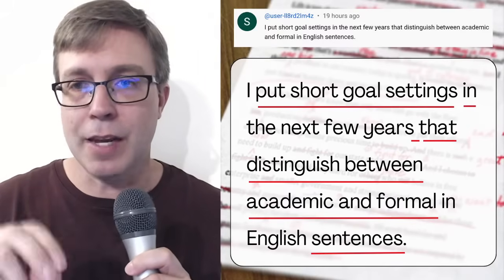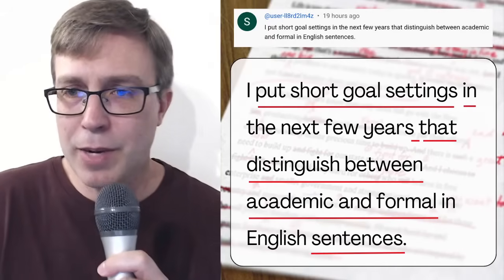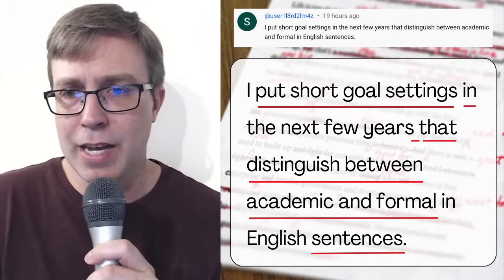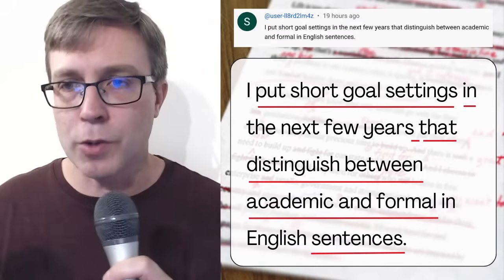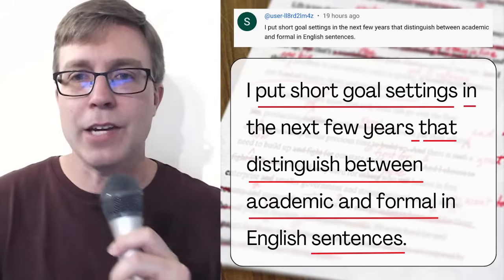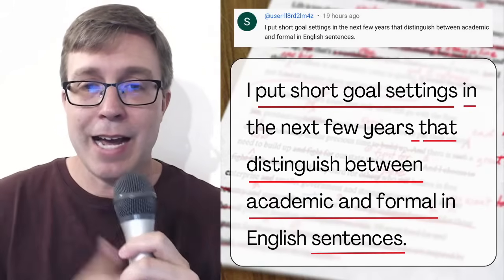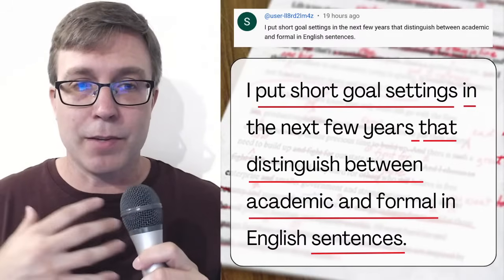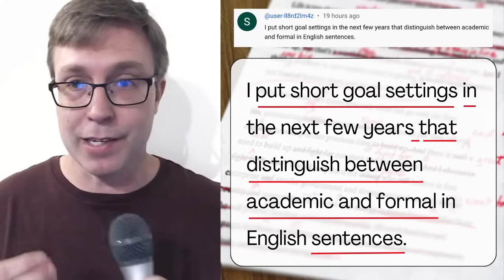I'll read the sentence. "I put short-term goal settings in the next few years that distinguish between academic and formal in English sentences." So let's just look at that first line. "I put short-term goal settings in." What would you change that to? And again, I changed this around just interpreting what I think this person was trying to say.